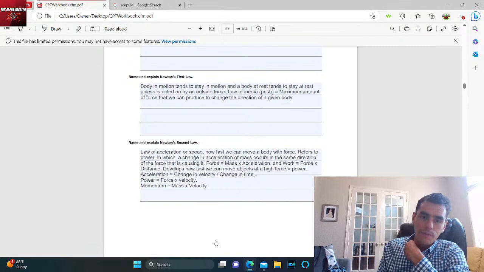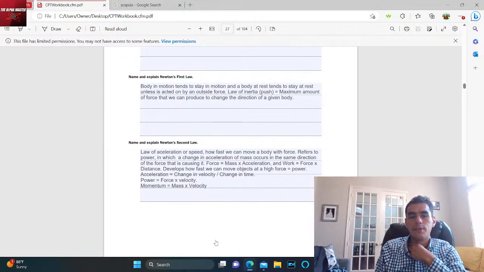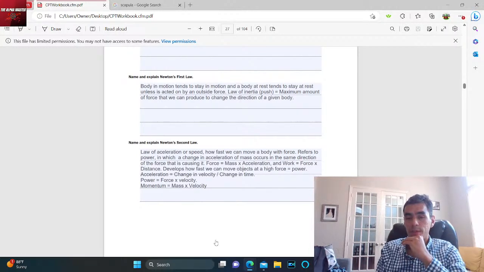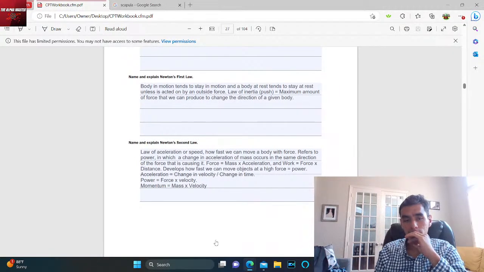Name and explain Newton's second law. Law of acceleration or speed. How fast we can move a body with force. So that's going to be the law of acceleration or speed: how fast we can move a body with force.